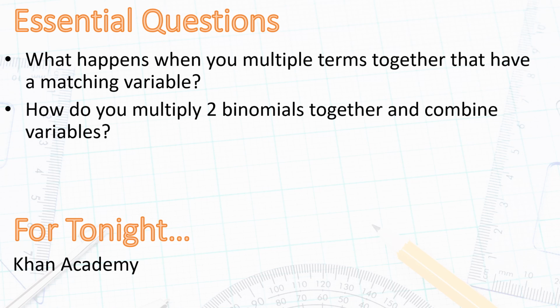Essential questions: what happens when you multiply terms together that have a matching variable? If the base value matches, so the variable matches, you are going to add the exponents together. If you multiply two binomials together, you're going to use the distributive property. So everything in the first times everything in the second, and then we combine like terms. So we multiply like we do with monomials, and then we combine like terms at the end like we did with adding and subtracting. And then for tonight, you have your Khan Academy to do.